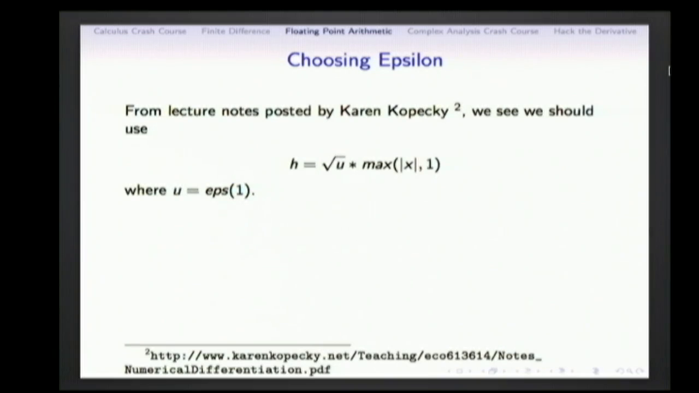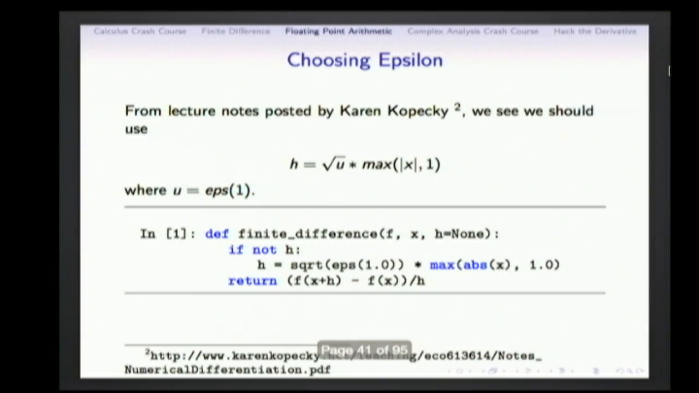I found these lecture notes online that gave this pretty cool Taylor series, and it seemed pretty legit. I didn't actually work it all out, but I think it's pretty good. They basically say you normally don't actually know this thing, so this is the best estimate. You take the square root of the base epsilon at 1, and then multiply that by either the absolute value of x or 1, so you always get to 1.